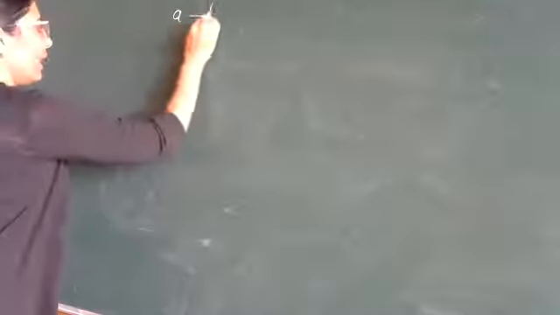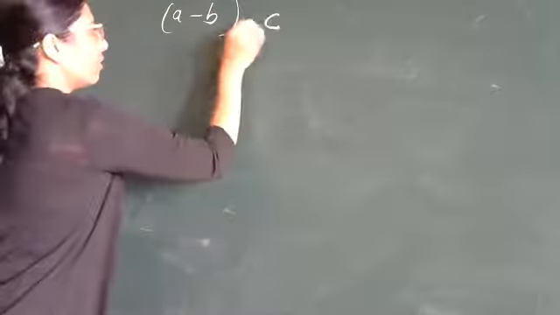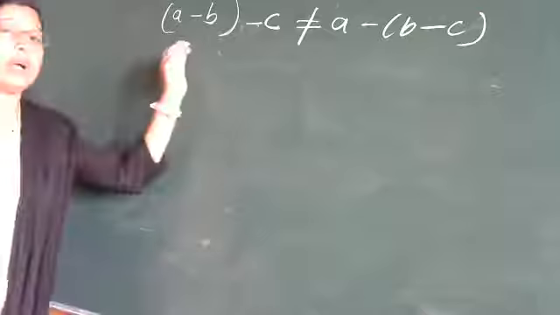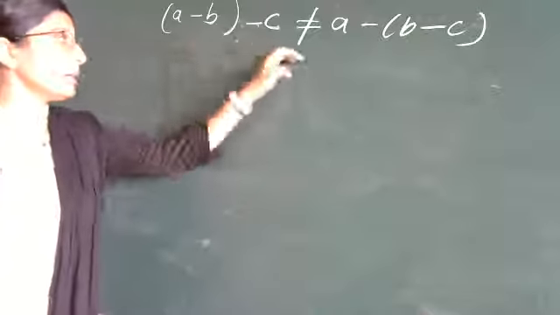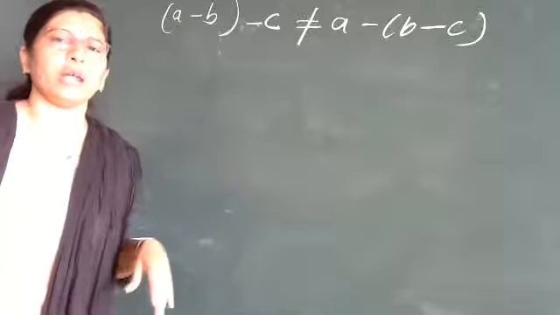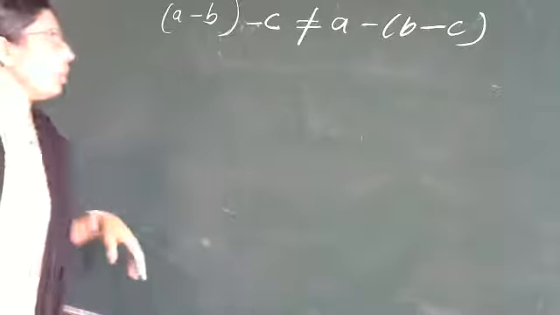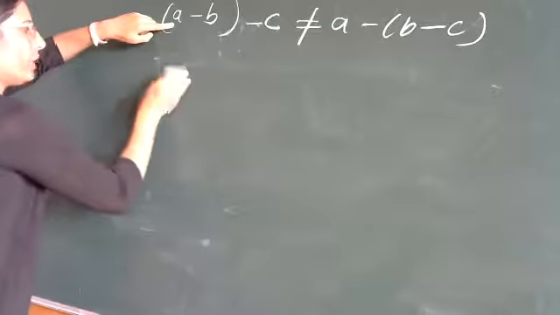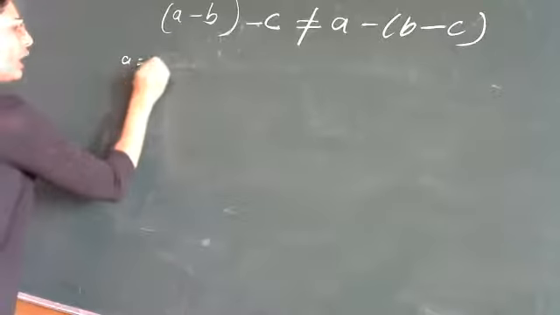Wait, first we'll write what they have given. A minus B minus C not equal to A minus B minus C. Now we have to write such numbers here that we should not get the equal answer. So any whole number we can take. 50. Okay, we'll see with 50. Let A be 50. What B can you take?